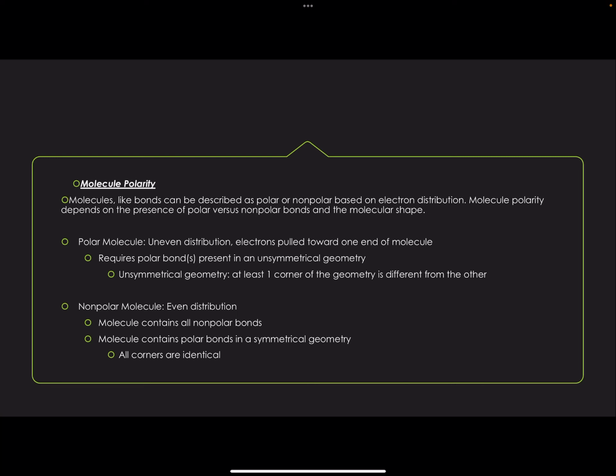With a nonpolar molecule, we have an even distribution of electrons. This occurs when our molecule contains all nonpolar bonds. So if the bonds aren't pulling electrons, then they're not being pulled towards one end of the molecule. The other possibility is that we have a molecule with polar bonds, but they're in a symmetrical geometry. When we talk about a symmetrical geometry, that occurs when all corners are identical.